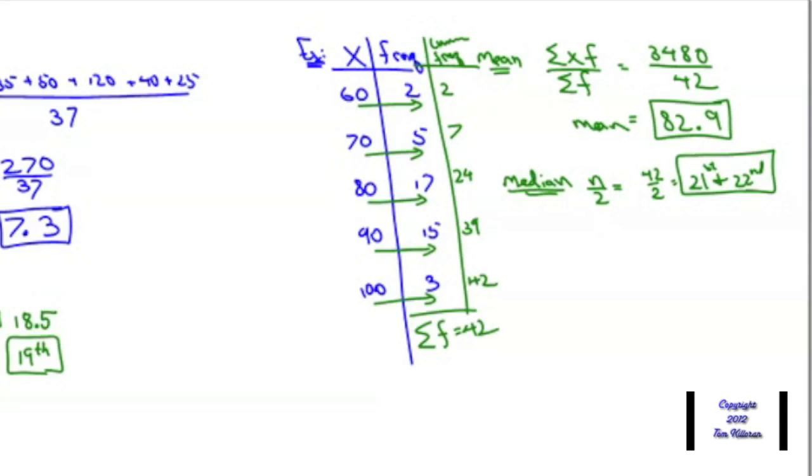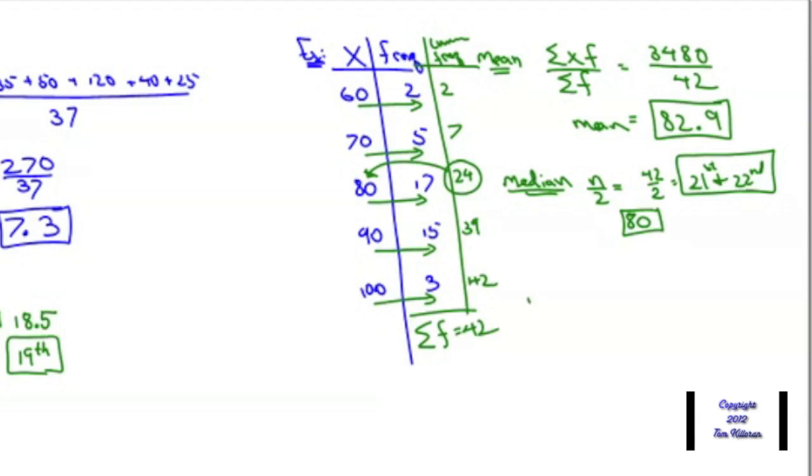Where does the 21st element happen? Does it happen in the first line? No. Second? No. Third? Yes. And the 22nd happens here too, because this goes from 7 to 24. So in this bracket here will be 8, 9, 10, 11, 12, all the way up to 24. So the 21st and 22nd happen in this group, which is associated with 80. So the median for this data is 80. We don't even have to add and divide by 2 because it'll be 80 and 80, and 80 plus 80 divided by 2 is still 80. So my median is 80.